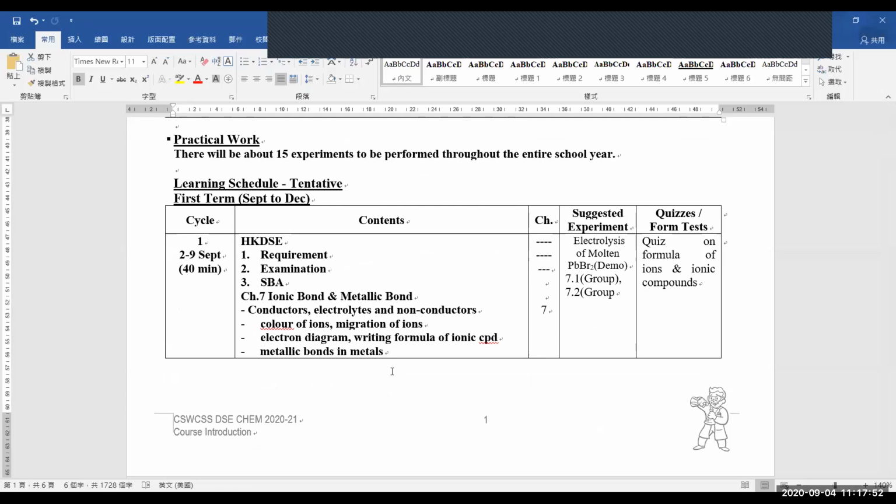To start with, in this lesson, for the first half, I will introduce to you what is DSE, what the requirements are, or what will be tested in the exam, and what is meant by SBA. This year, for Form 6, all SBA in chemistry has been cancelled, but not for you for the time being. Chemistry stresses very much on practical work, which means experiments. So SBA is related to experiments.